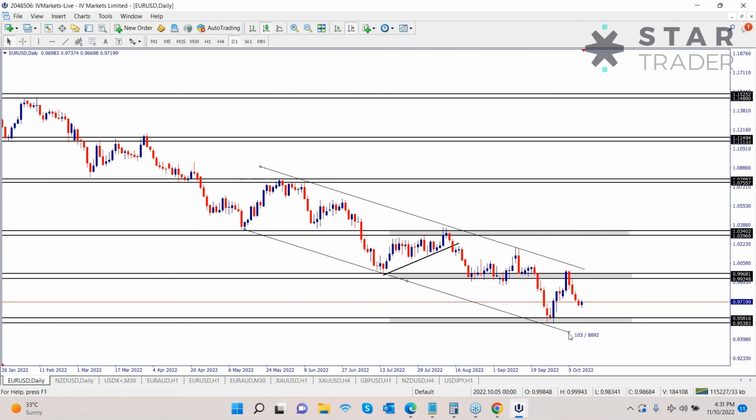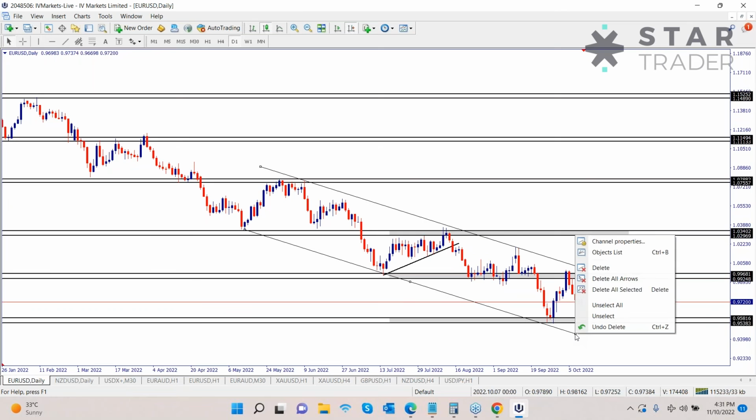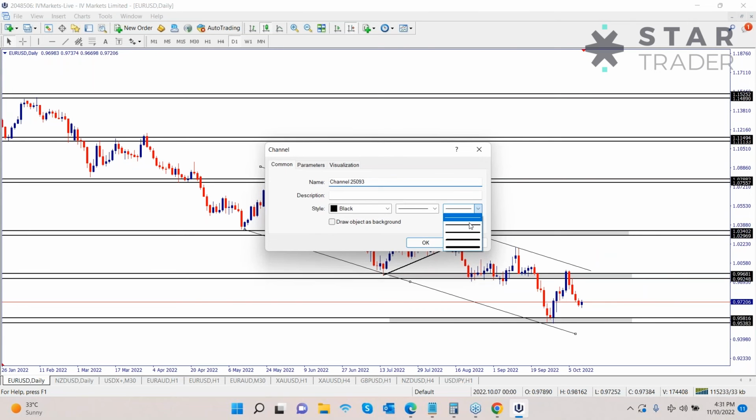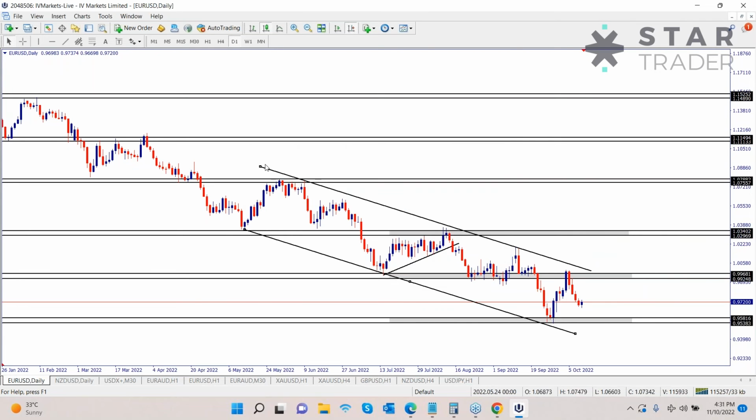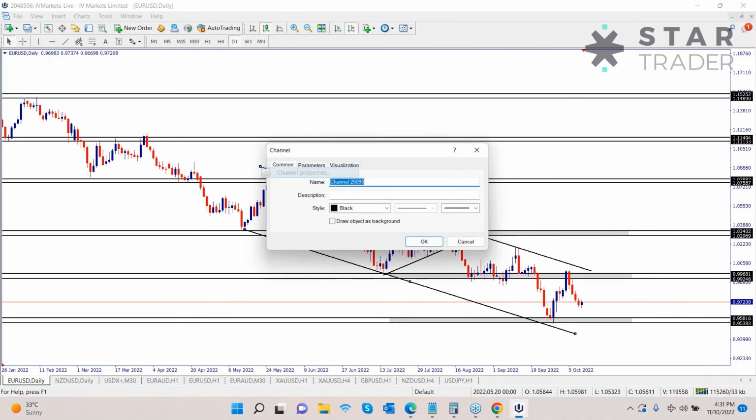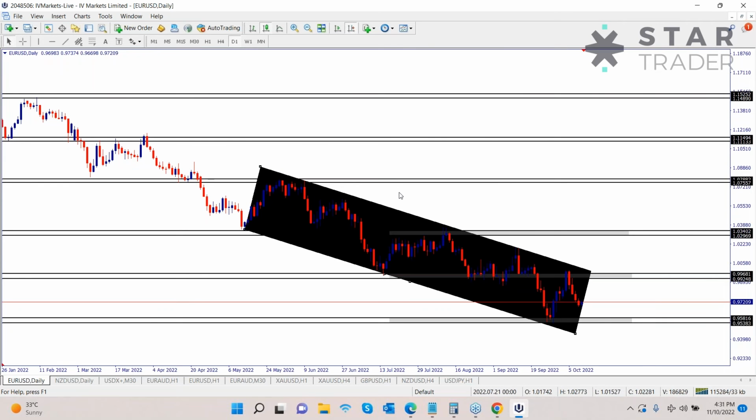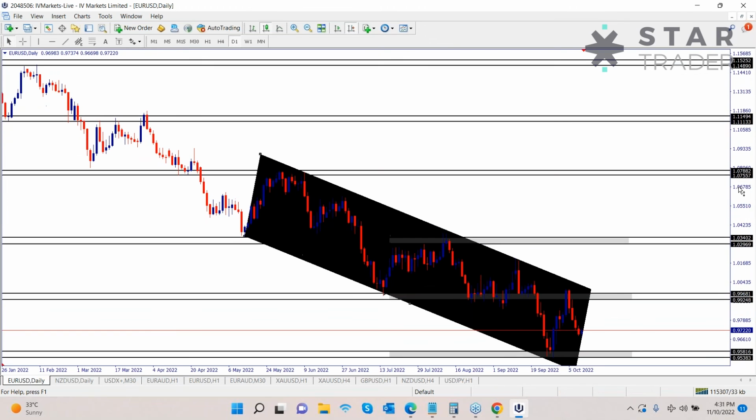This is how we apply the channel. Let me change the properties and make it thicker. So this is the channel. As you can see in this channel, we have both the upper limit and the lower limit of the market. The market rejected from here and went down in this channel, and then it is moving in between the channel.